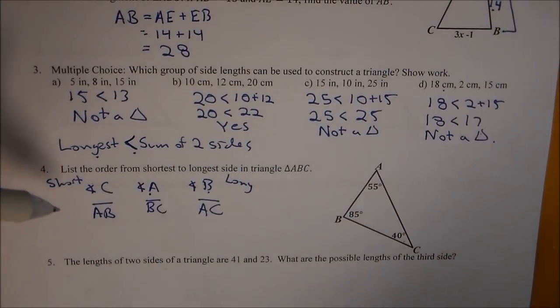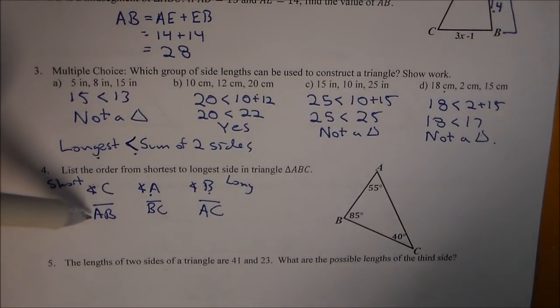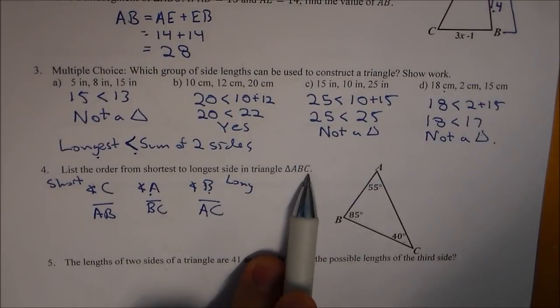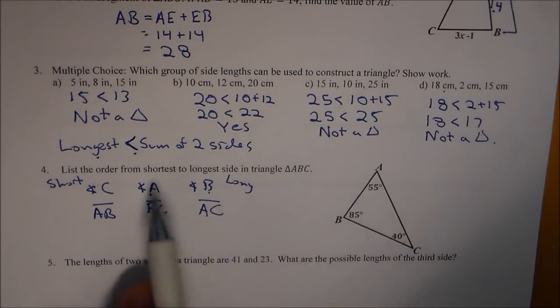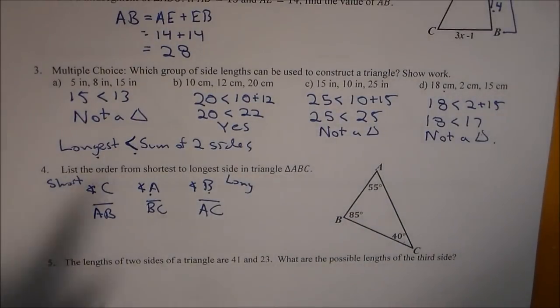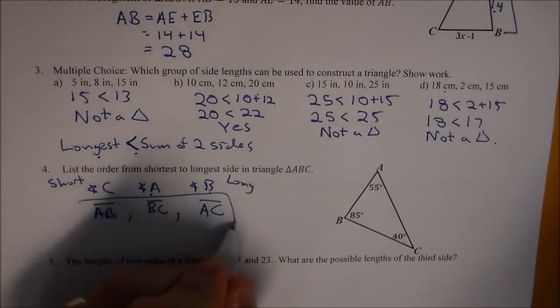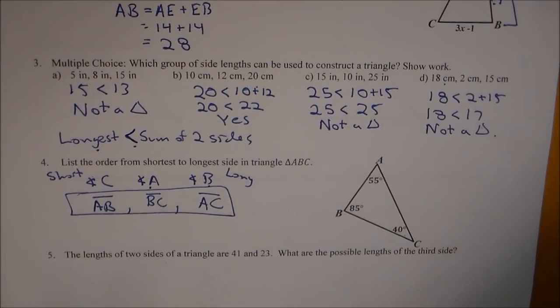And what's really easy about identifying that is the side that's opposite to an angle is the other two letters that make the triangle name. So if C is the angle, A and B make the side. If A is the angle, B and C make the opposite side, because if they're opposite of each other, they don't share a point. So this gives us our list from shortest to longest.